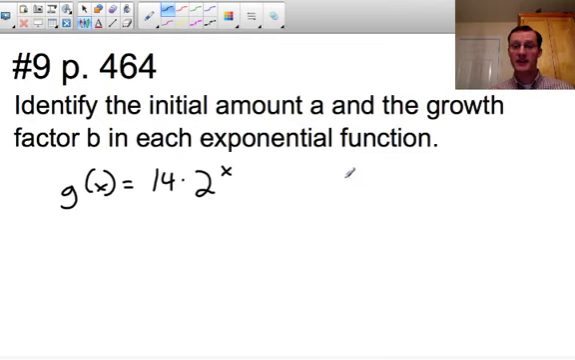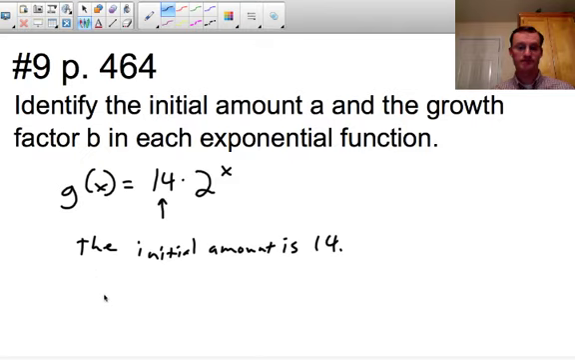Okay, so we just want to identify the initial amount A and the growth factor B in each exponential function. Well, here is your initial amount. So the initial amount is 14, and let's go ahead and make that a complete sentence. So the initial amount is 14. Now this is growth because this is bigger than 1, this base.